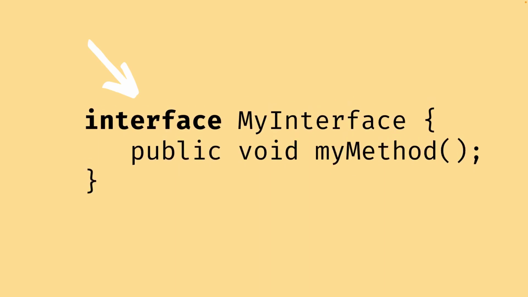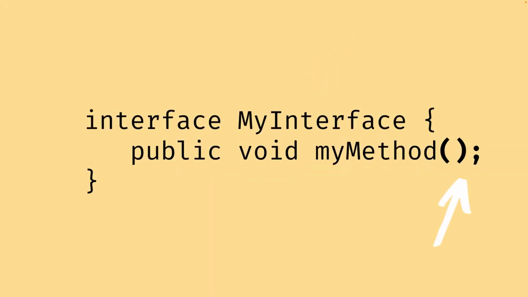To create an interface, we use the interface keyword, followed by the name of the interface, in this case MyInterface. Please mind that names of the interface start with an uppercase letter.